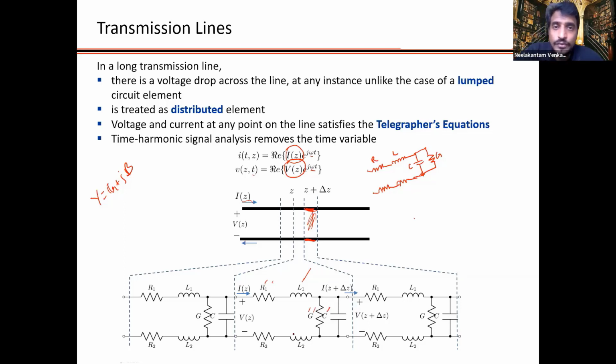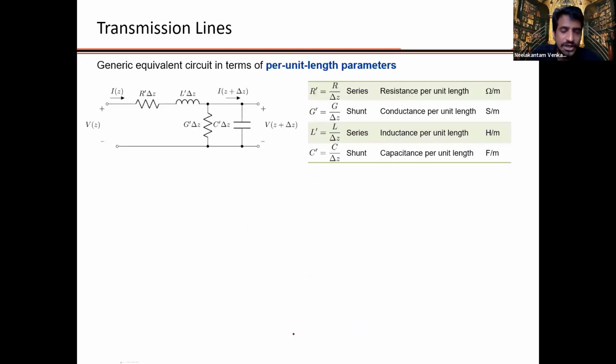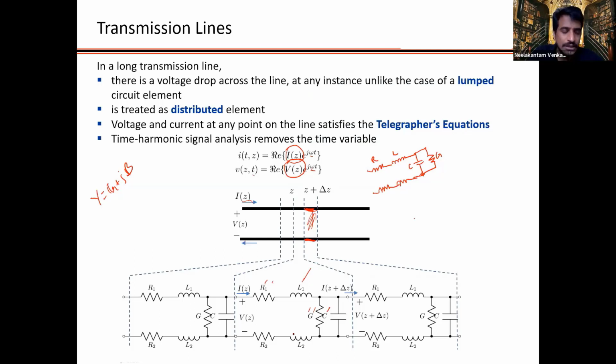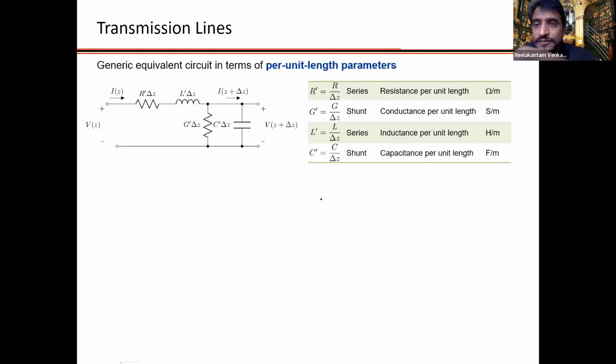And this is going to repeat section after section. So because of that, what can you go ahead and describe this as? You can describe each section's R and L, but it depends on delta Z, the size of the section. Since it's depending on delta Z, I can go ahead and write it in terms of R dash, L dash, G dash, and C dash.